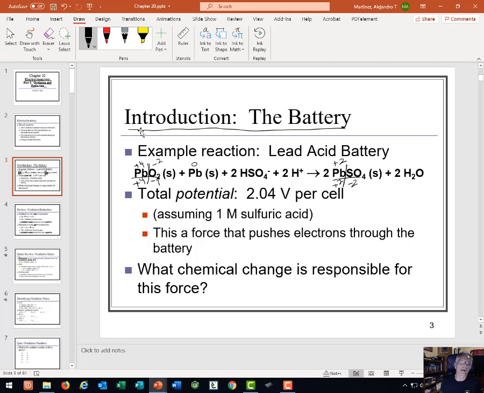What we've got is lead-4 oxide. I'm going to revisit this and just remind you of what you should have learned in Chem 1. Lead-4 is being reduced to lead-2. And since lead-4 oxide is being reduced, that makes it the oxidizing agent. Lead metal is being oxidized to the same compound, to lead-2 ions. It's being oxidized, and that makes lead the reducing agent in this reaction.